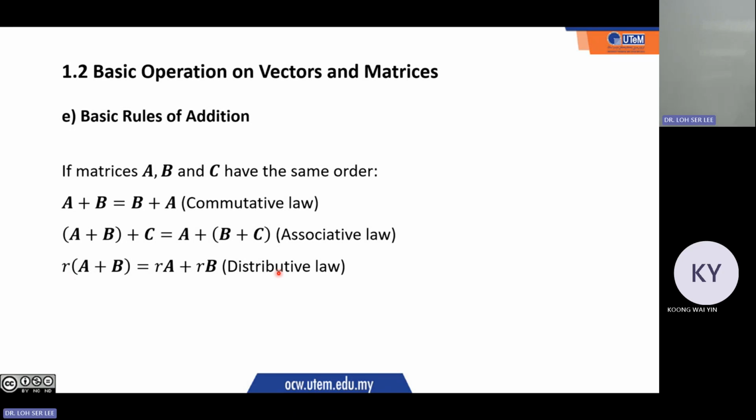Yep. Yes. Power of matrix, that is matrix multiplication, that is for later.